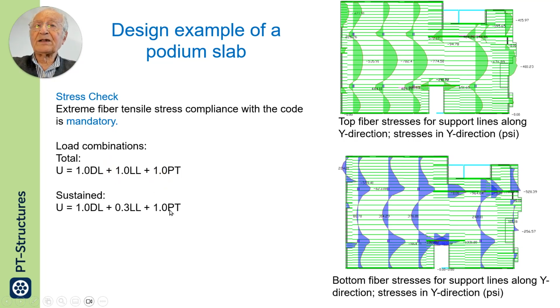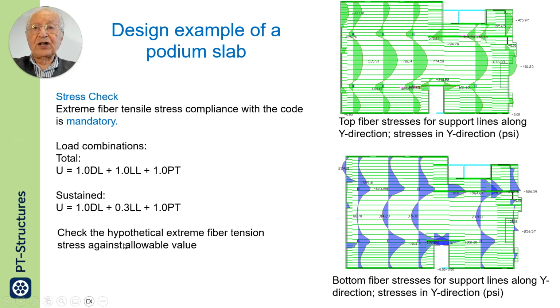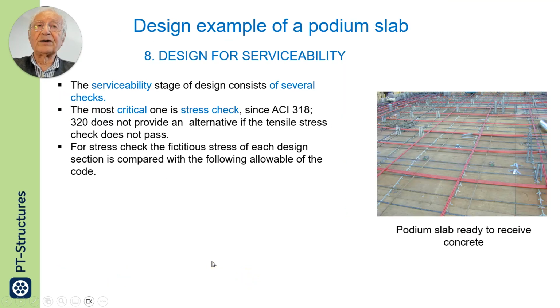The load combination generally is taken to be the total load combination. And the sustained is typically not used because for the purpose of stress check, we use total. For deflection, long-term deflection, we use sustained. We get to that later, but right now I concentrate on the total. We check the hypothetical extreme fiber tension against the allowable value. We revise design if the stresses are not met.